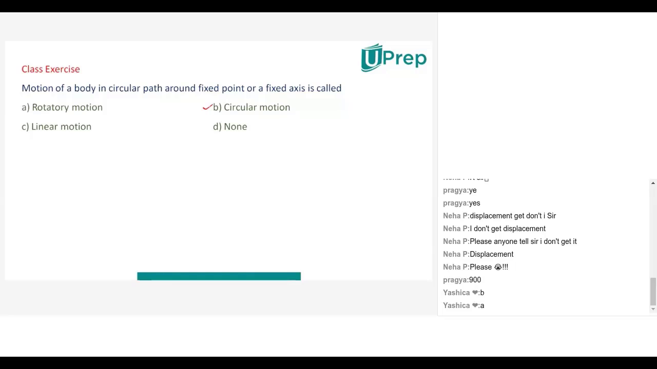Straight line motion is also known as linear. Very good, linear motion. Yashika, got it?